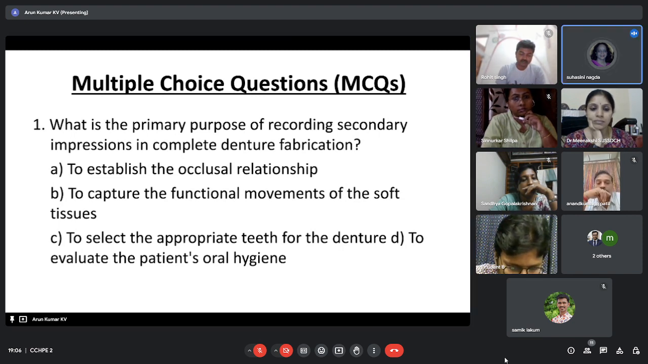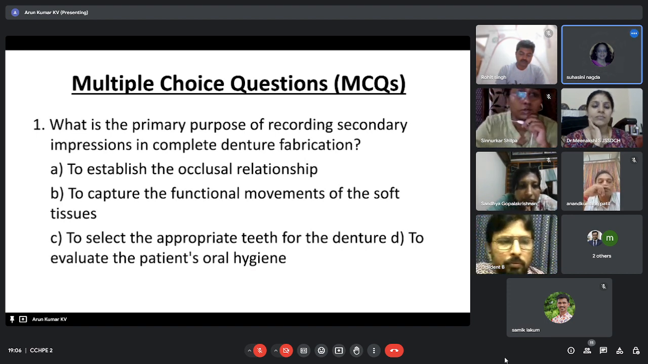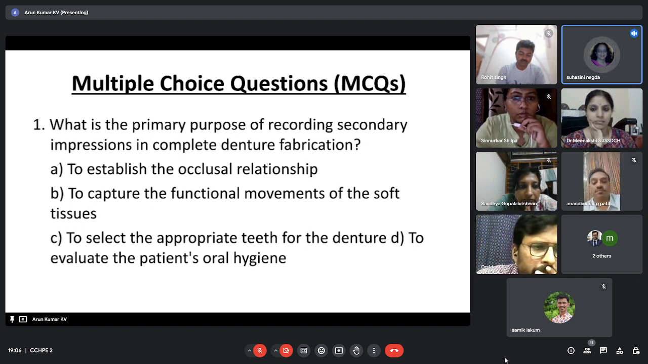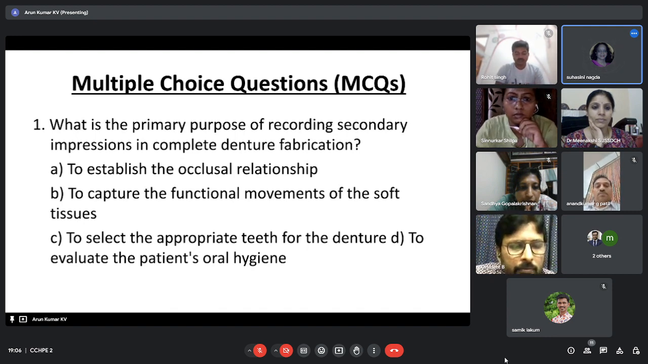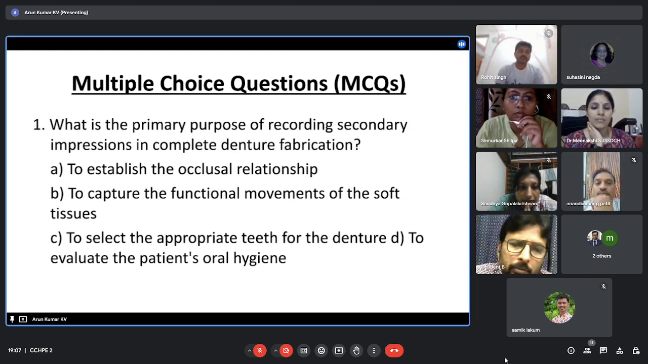All right. Can you suggest some choices from where he can select, which are more closer? To capture the functional movement; to record will be a better word. Record the functional movements of soft tissue. Then give me one more closer to it. Two more. It's not just functional movement, it's also to record the soft tissue. But only one choice should be right, no? The one which is closer to it, ma'am.